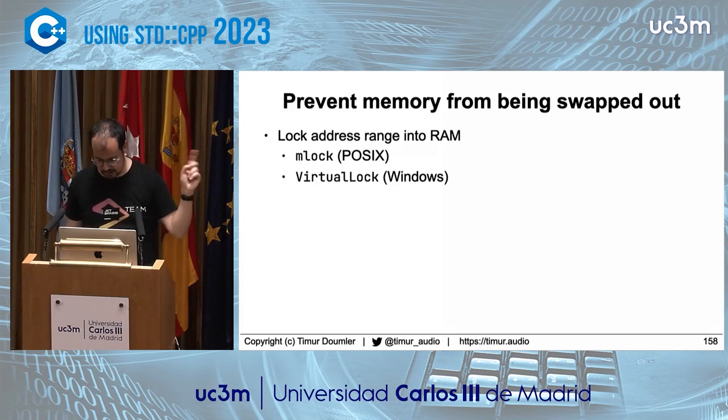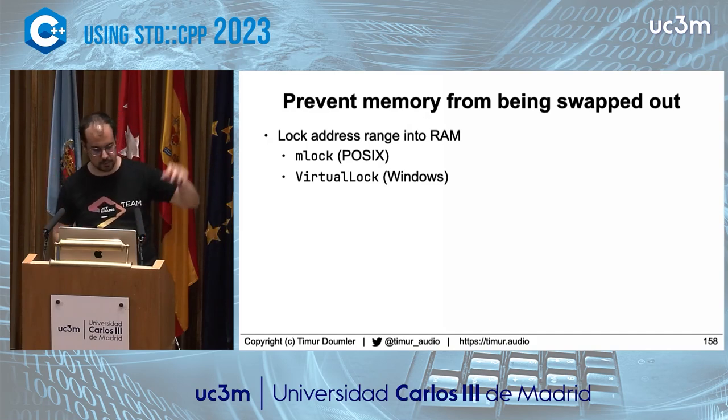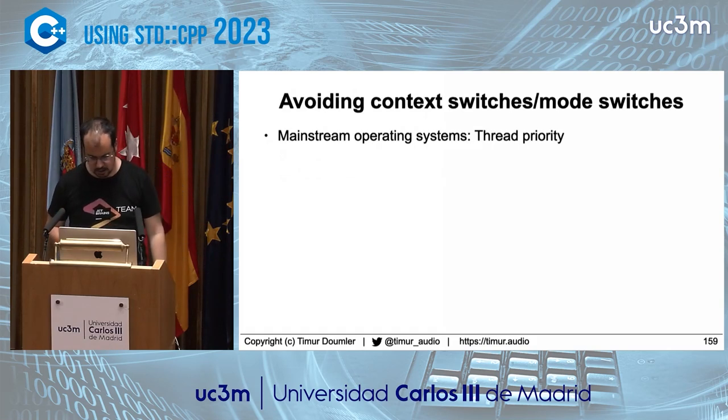And then this is the last thing. Sometimes you have cases where you want to prevent memory from being swapped out. Like this is the case if you have a big sample library, you have like 20 gigabytes of data, but you want them to be accessed really, really quickly. So you want to pin them into RAM so they're not being swapped out. So every modern operating system has calls for this.